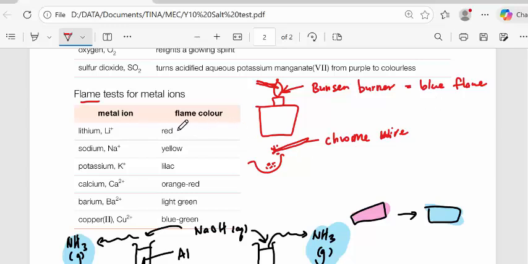If it's red flame, it's lithium. If it's yellow flame, it's sodium. If it's lilac or purple, it's potassium. If it's orange red, it's calcium. If it's light green, it's barium. If it's blue green, it's copper. Okay.